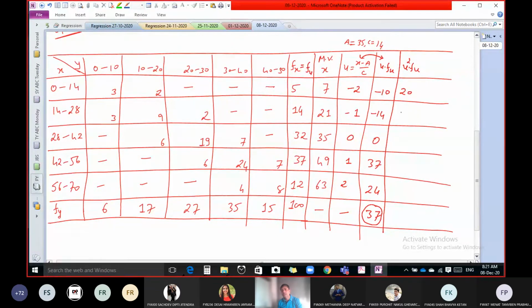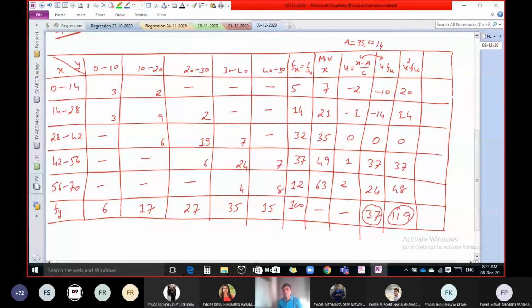Minus 1 into 14, minus 14, that is 14. 0 into anything, 0. Here 37 and here 48. We require the total of this also. So what is the total of this? That is 19, 1 carry, 4, 8, 119. So this is the total of u square into fu. And then we require one more thing here, which we will discuss after another calculation.